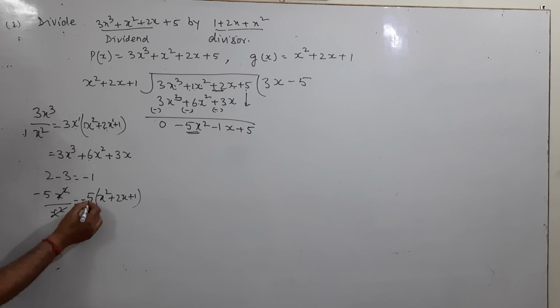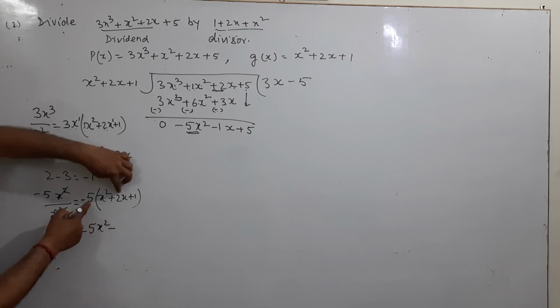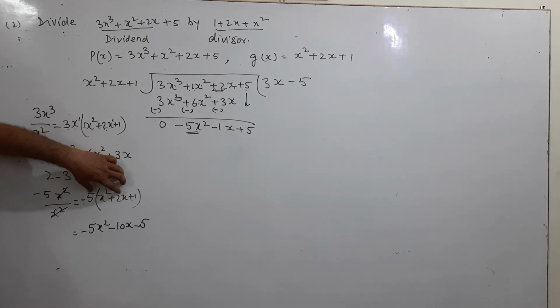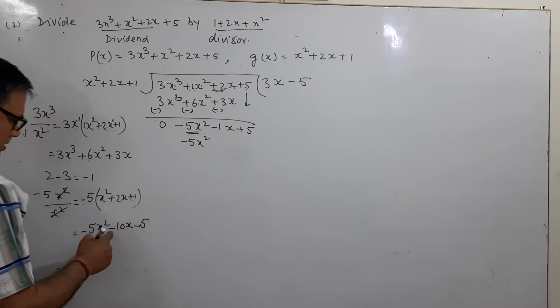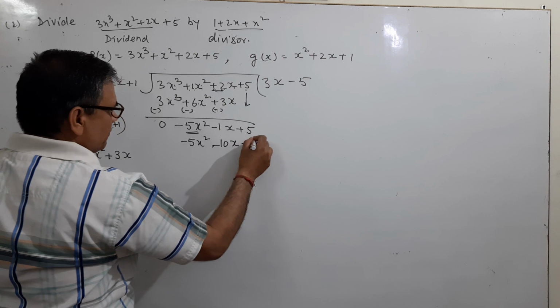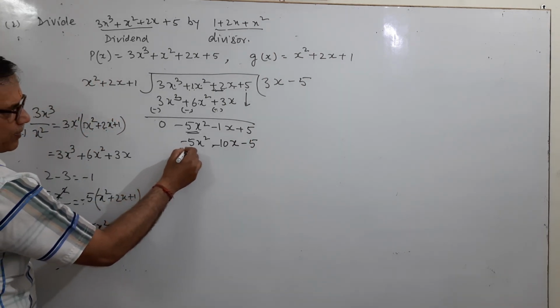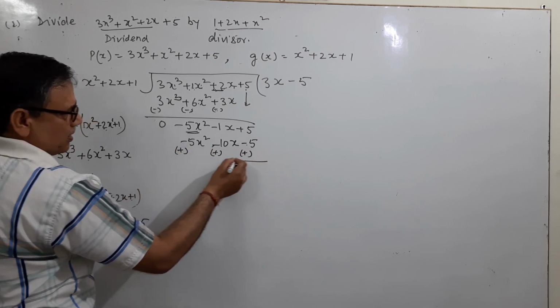Minus 5 times x square is minus 5x square. Minus 5 times 2 is minus 10, so here is minus 10x. Minus 5 times 1 is minus 5. And you have to write below this one: minus 5x square minus 10x and minus 5. And now we have to subtract it. Here is minus, sign will be plus. Here is minus, sign will be plus. Here is minus, sign of plus. And now this one.